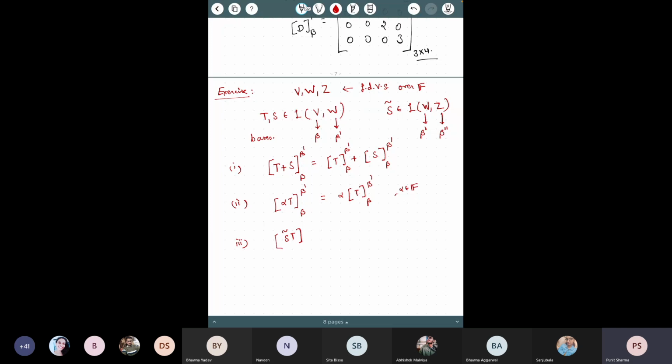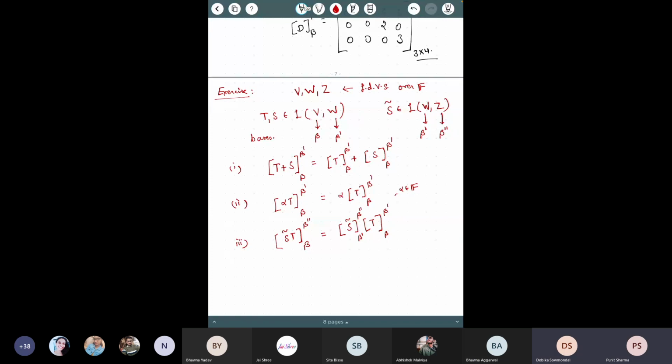The product will also split. So what would be the bases? So the matrix of S tilde composition T, with respect to the bases B and B double dash, is equal to the matrix of S tilde with respect to B dash and B double dash, times the matrix of T with respect to B and B dash.